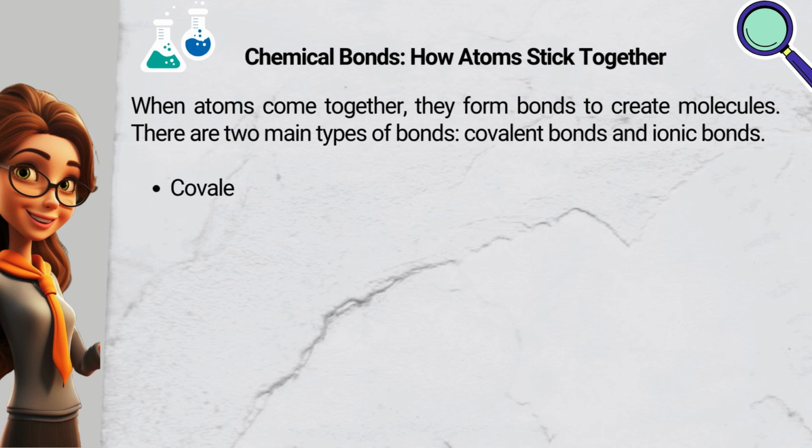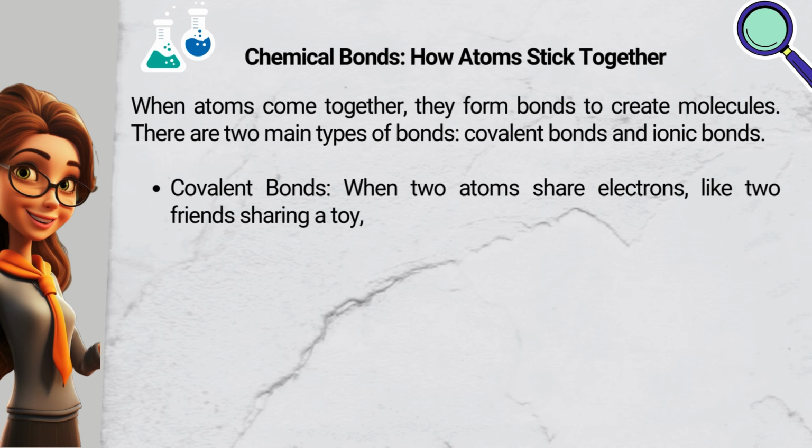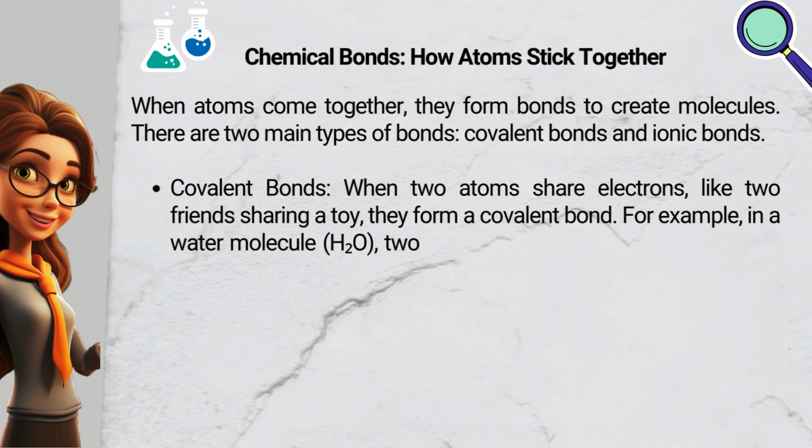Covalent bonds: when two atoms share electrons, like two friends sharing a toy, they form a covalent bond. For example, in a water molecule, H2O, two hydrogen atoms share electrons with one oxygen atom.